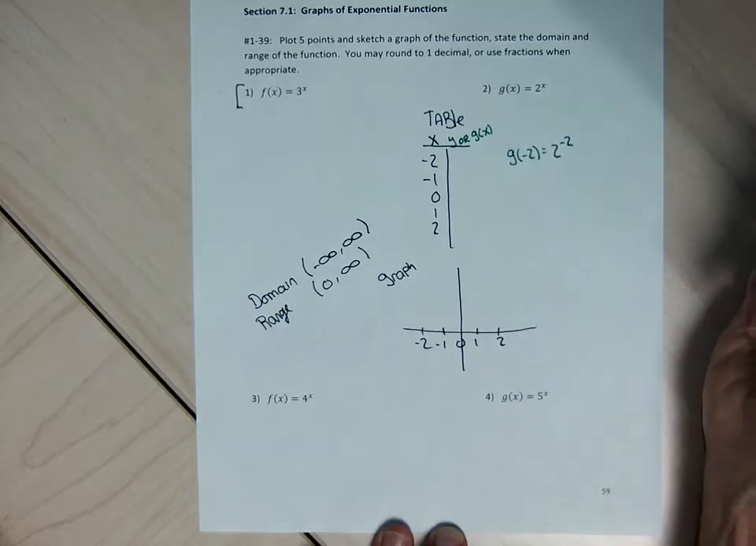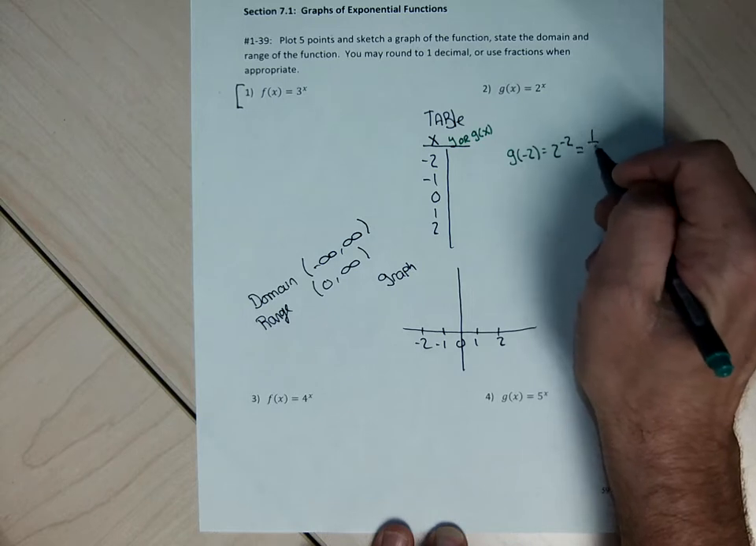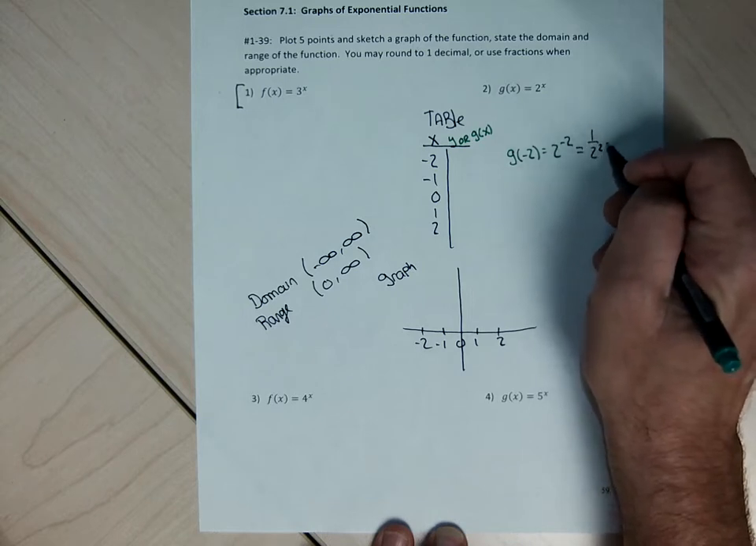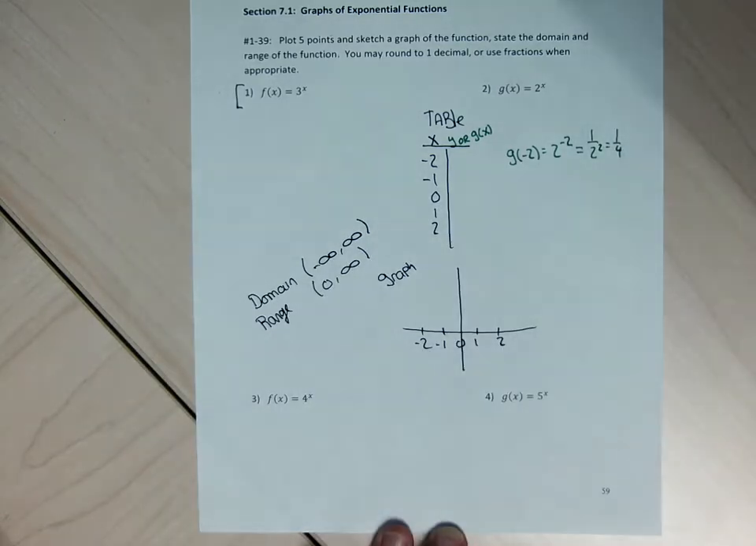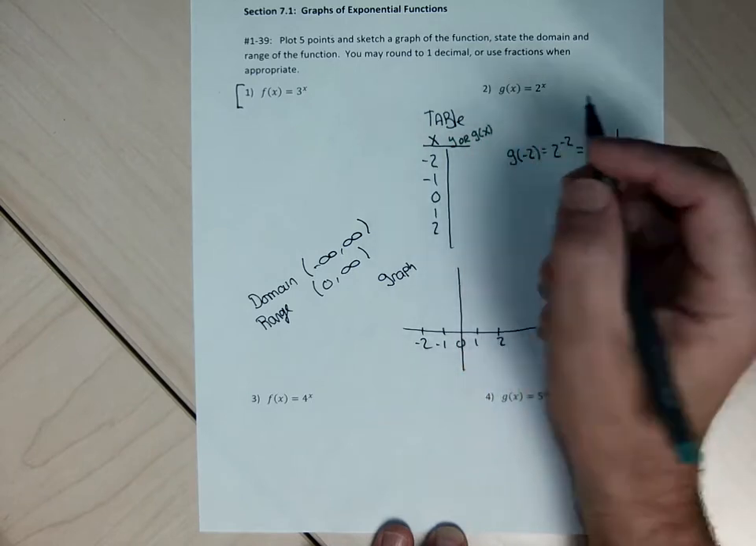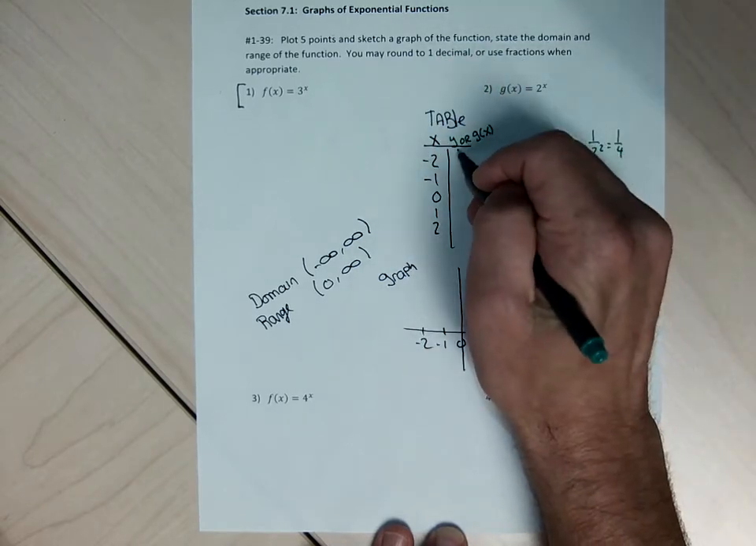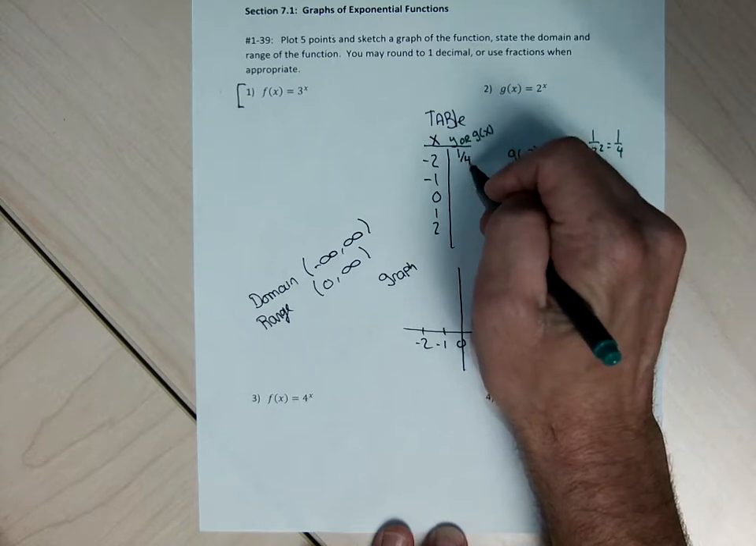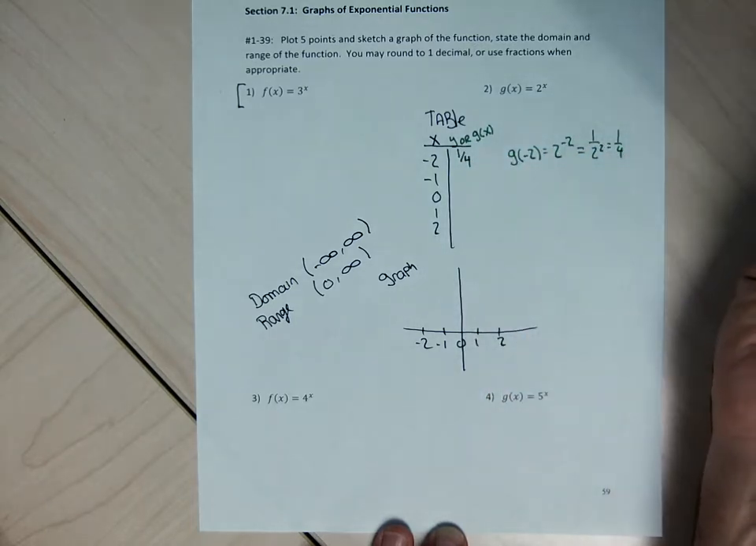If I wasn't using technology, I'd say 2 to the -2 power is 1 over 2 squared. And 1 over 2 squared is 1/4. I could leave that as a fraction. I can make that as a decimal. That's 0.25 as a decimal. The instructions say round to 1 decimal. I'm just going to leave this at 1/4. And I'd probably just leave it there.